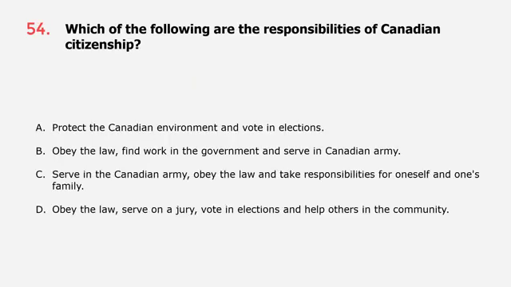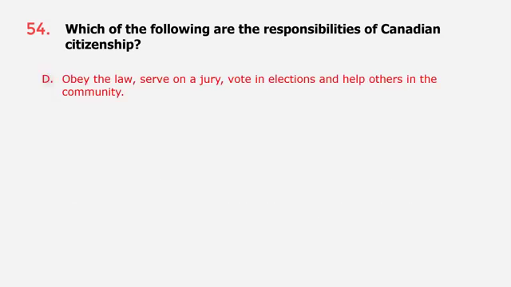Question 54. Which of the following are the responsibilities of a Canadian citizenship? A. Protect the Canadian environment and vote in elections. B. Obey the law, find work in the government, and serve in Canadian Army. C. Serve in the Canadian Army, obey the law, and take responsibilities for oneself and one's family. D. Obey the law, serve on a jury, vote in elections, and help others in the community. The answer is D. Obey the law, serve on a jury, vote in elections, and help others in the community.